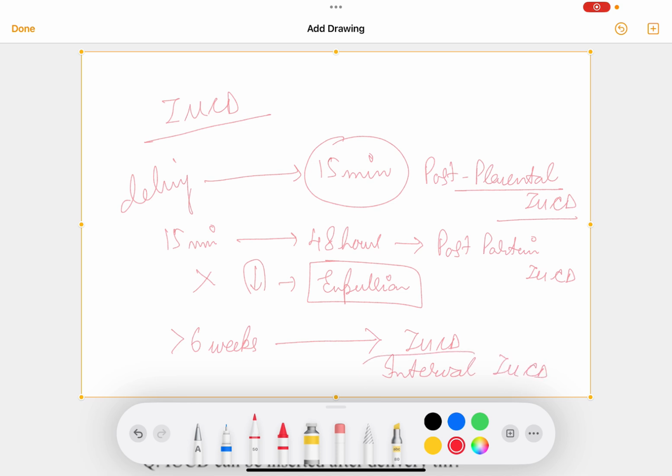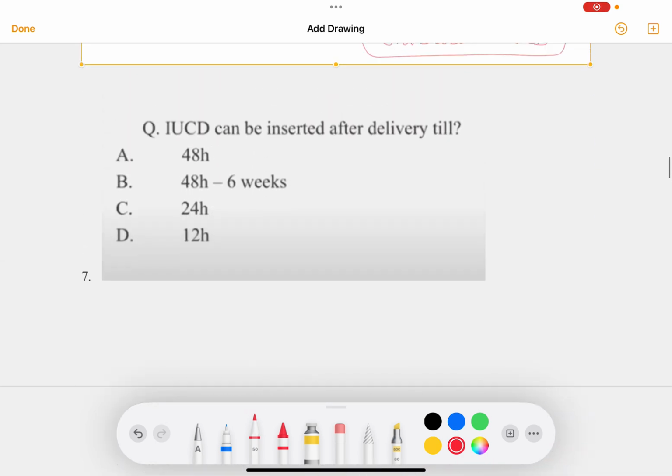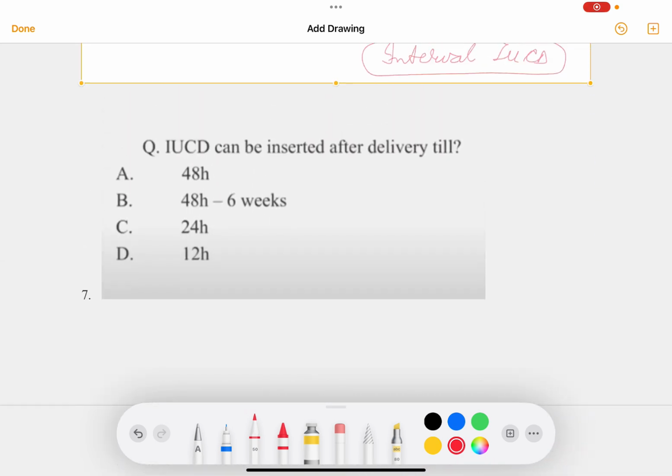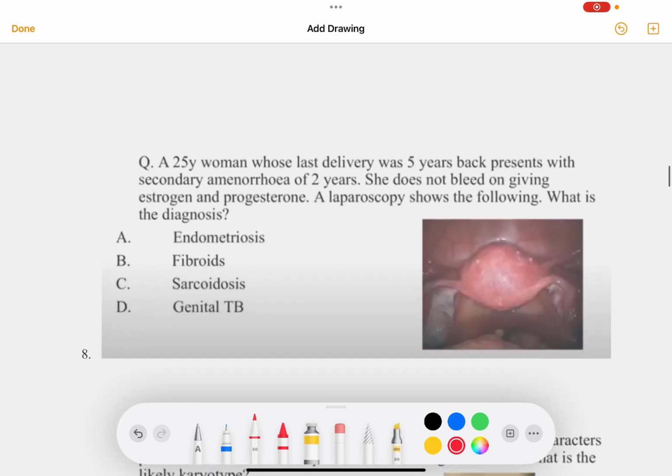Interval IUCD insertion can be done after 6 weeks. So from delivery to 15 minutes after delivery, it is post placental IUCD. 15 minutes to 48 hours post delivery, it is postpartum IUCD, and after 6 weeks if you insert it, then it is called interval IUCD. So after 48 hours you will not insert. So answer A is the correct answer.